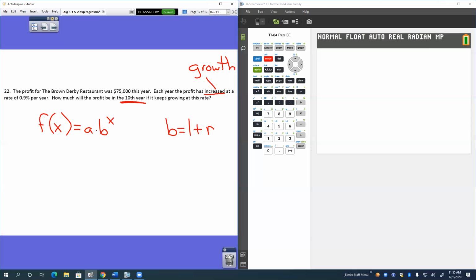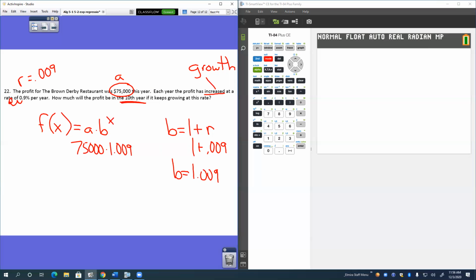So they're starting off with $75,000. So that is our A value. Our B value, they say that it's growing at a rate of 0.9%. We need to move the decimal point over 2 places. So this ends up being an R value of 0.009. So we need to sub that in, 1 plus 0.009. So we get B equals 1.009.